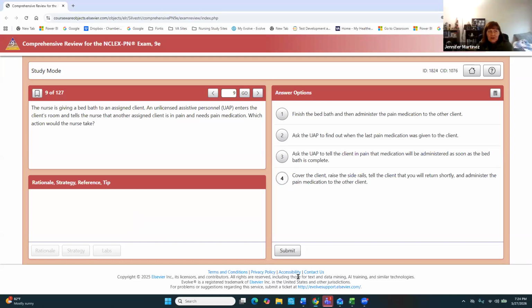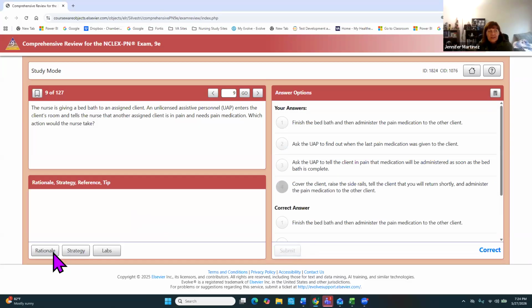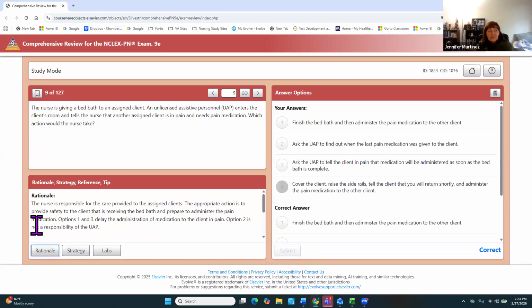All right, everybody is in agreement here. Very good. Yes. The nurse is responsible for the care provided to the assigned clients. The appropriate action is to provide safety to the client that is receiving the bed bath, prepare to administer the pain medications, and then don't forget that you were in the middle of a bed bath and go back after you give the pain medication.